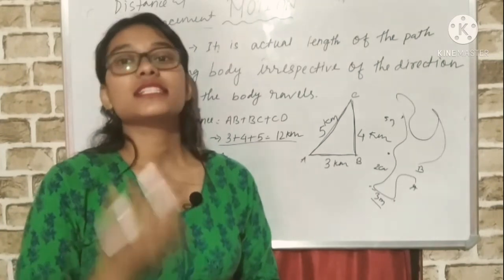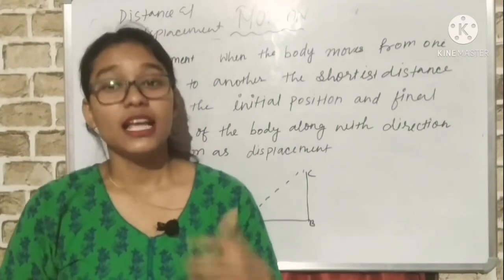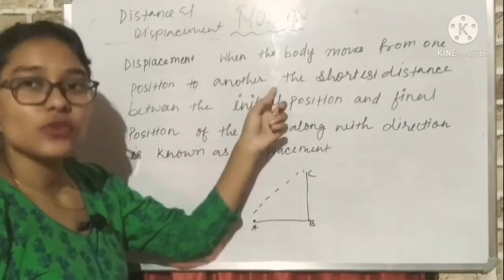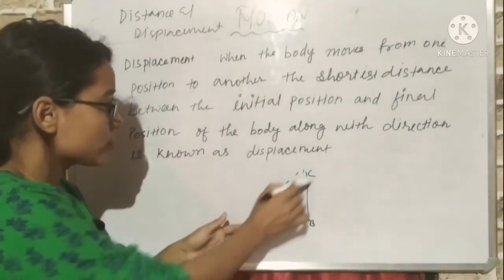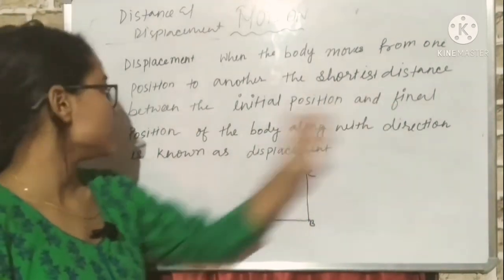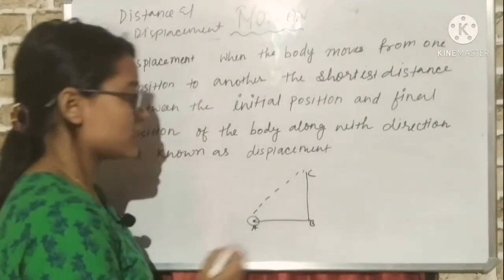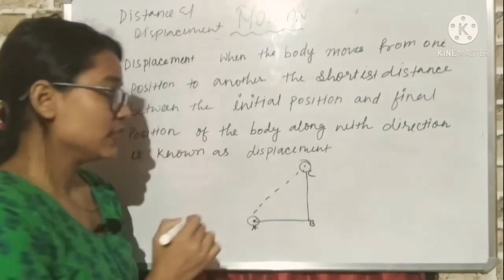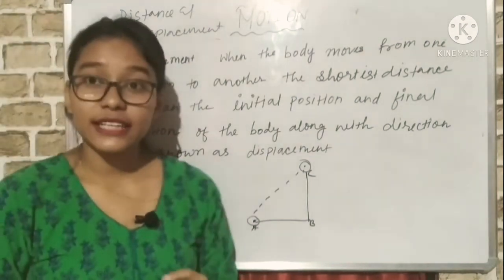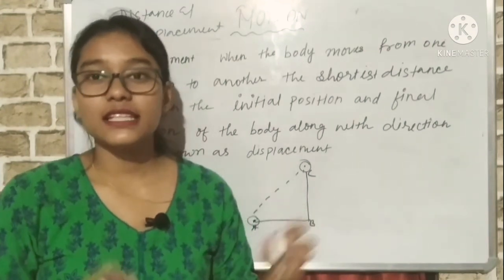Now let us discuss about displacement. Students, let us know what is displacement. When the body moves from one position to another, that is from A to C, the shortest distance between the initial position and the final position. Initial position means from where the journey is starting. A is the initial position and C is the final position where the body stops. Along with the direction, here direction matters. In displacement, direction matters. In distance, we have seen the direction doesn't matter.